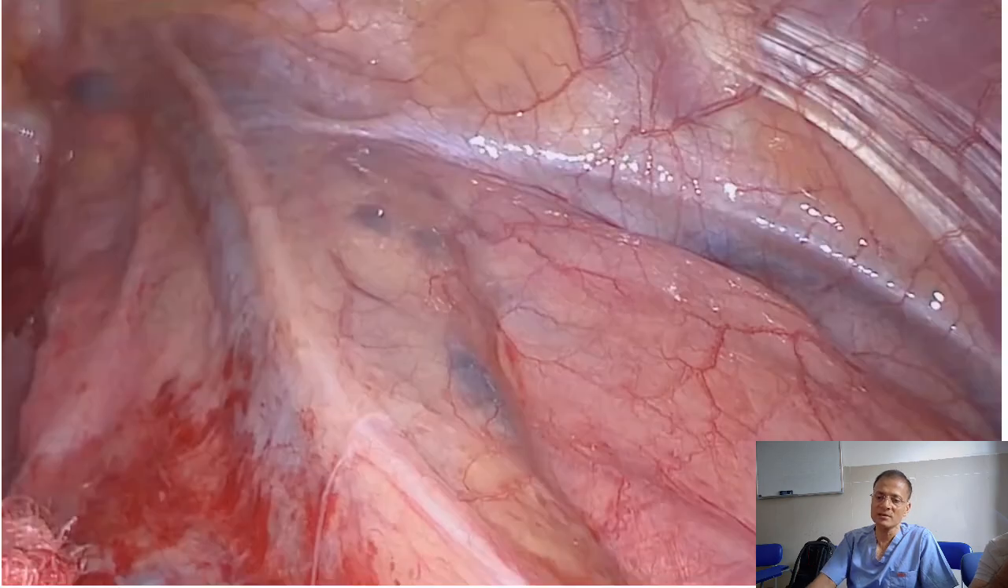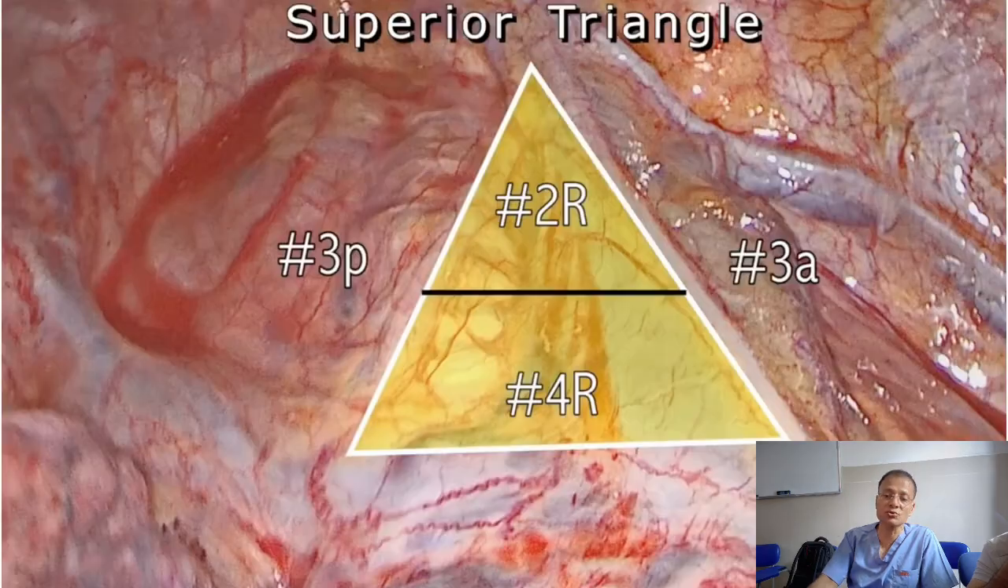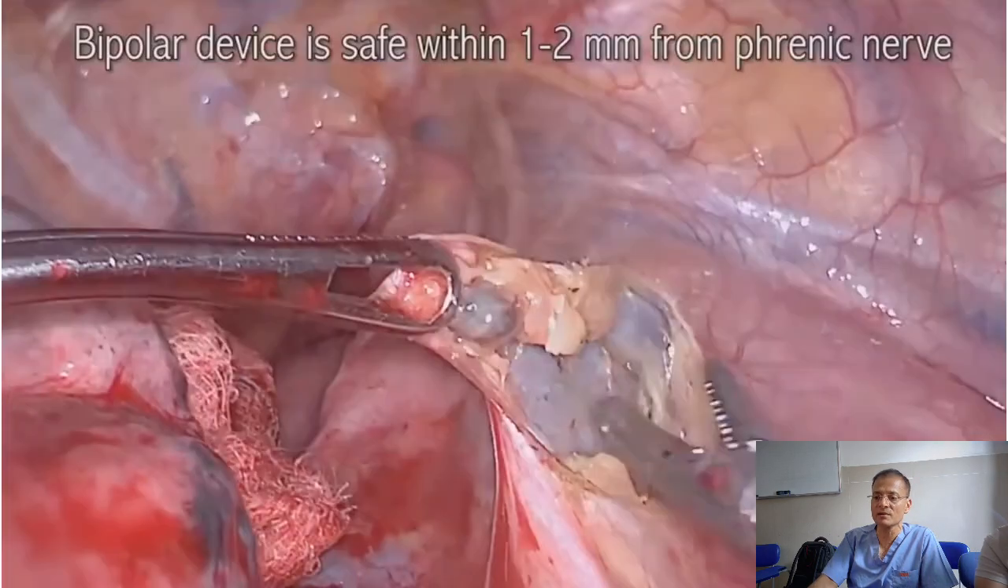Okay, right? So again looking from here, this is the superior vena cava, this is the phrenic nerve, and this anterior to the superior vena cava is the 3A lymph group. Okay. This should be the 4R group, right? Yeah. So 2R.